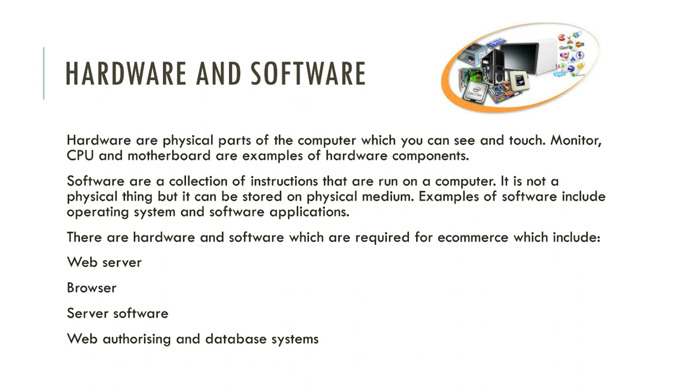Hardware are physical parts of a computer which you see and touch. So the monitor, CPU, and motherboard are examples of hardware components. Software are a collection of instructions that run on a computer. It is not a physical thing, but it can be stored on a physical medium like a USB stick and a hard drive, which is basically similar. So examples include operating system and software applications.